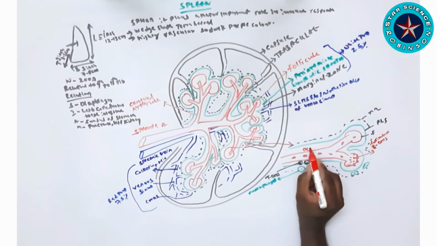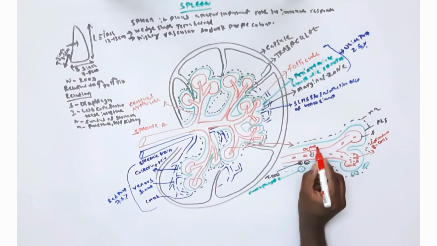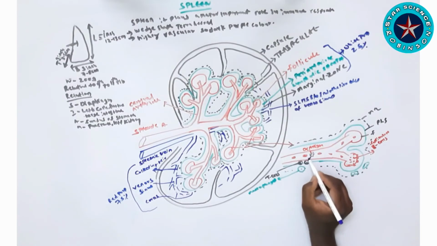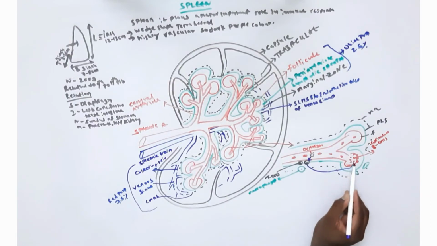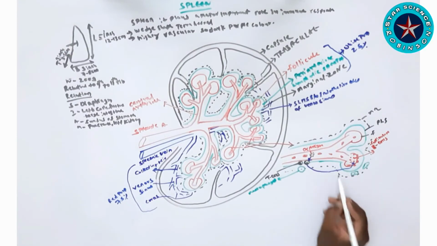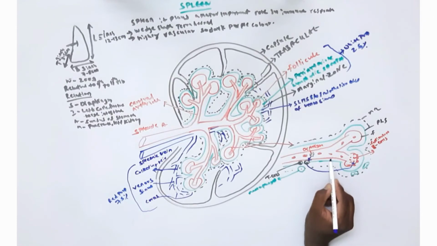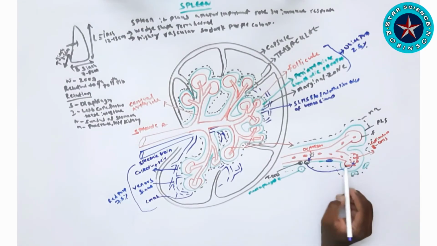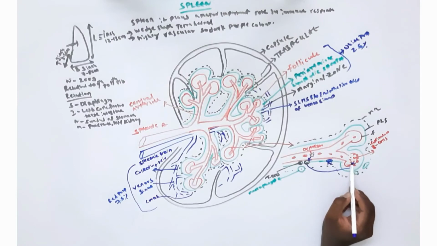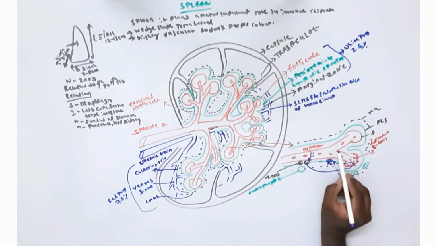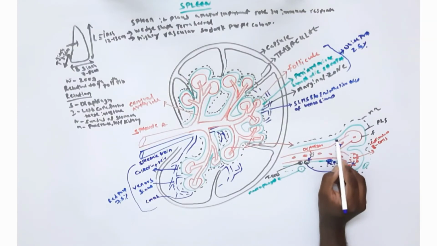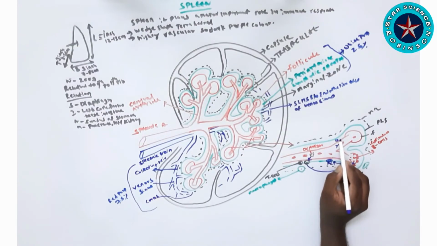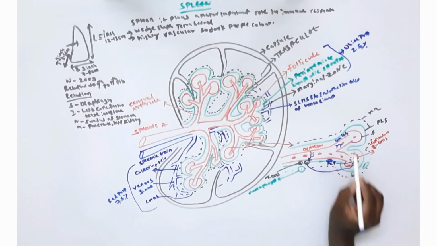For example, the dendritic cells plus antigen will activate the T cells in the periarterial lymphatic sheath, which will activate the B cells in the follicles, and the B cells will activate plasma cells. The plasma cells will produce antibodies, that is IgM and IgG, which will fight against the antigen. That is the thing which will happen here in this 25% of white pulp in the spleen.